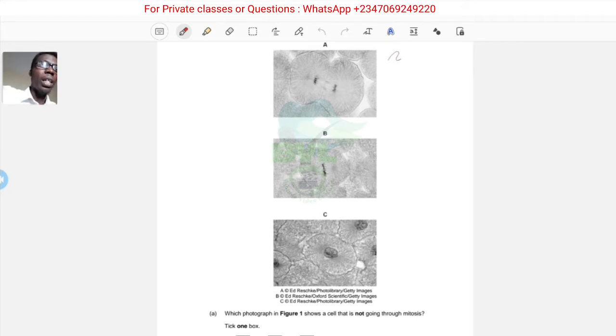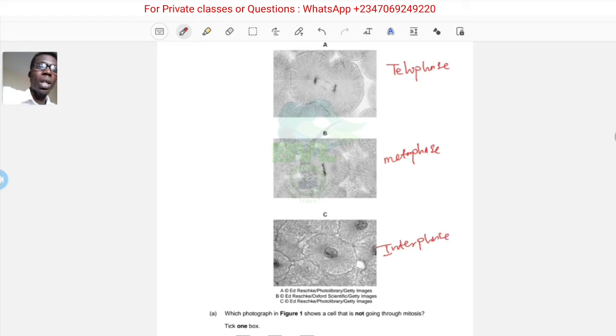All right. So this is telophase. If you've seen my video on cell division, you will know what I'm saying, but I'm going to do a quick overview here. Then we have, this is metaphase. I'm going to tell you why I said that. Then this one is interphase.